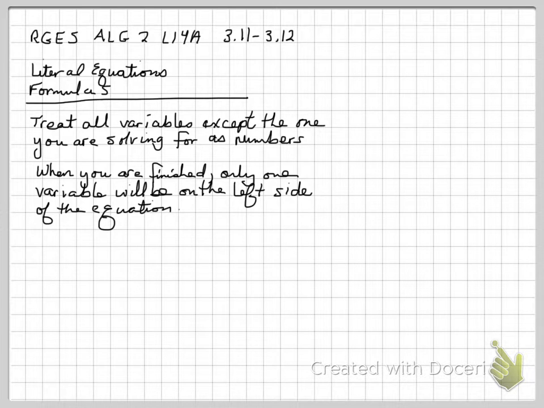Now recall, literal equations means that there's a lot of different variables in the equation, not just the one x, for instance, that you're used to. And when we are solving literal equations, we always need to know which letter or which variable we are solving for. Now, your goal will then be to move everything else, all the other variables as well as constants, to the right side of the equation, leaving only the variable you are solving for on the left.